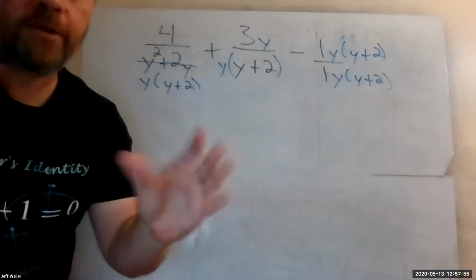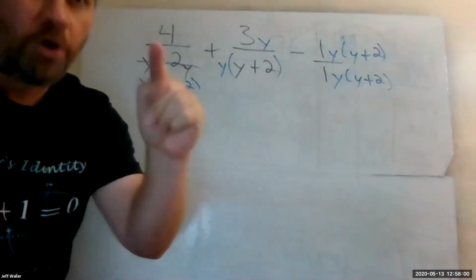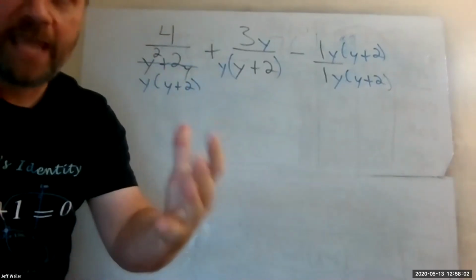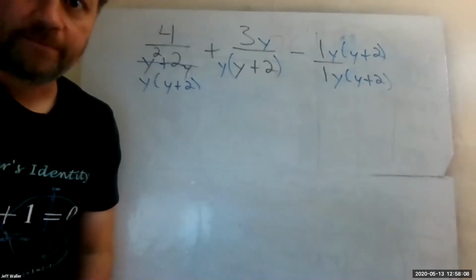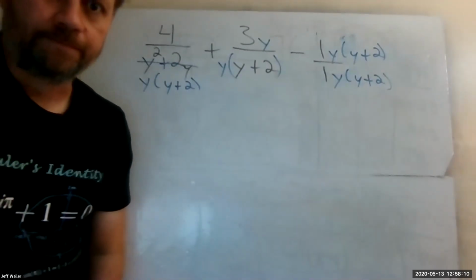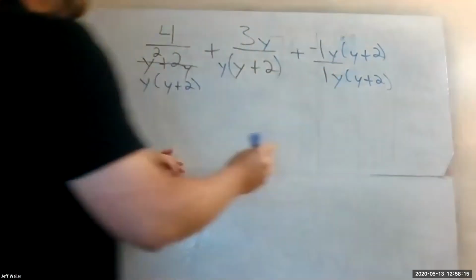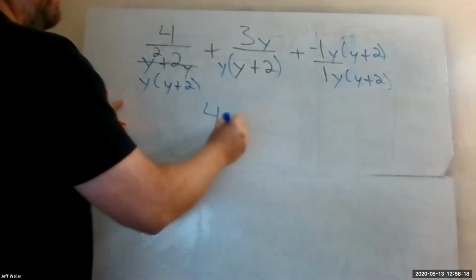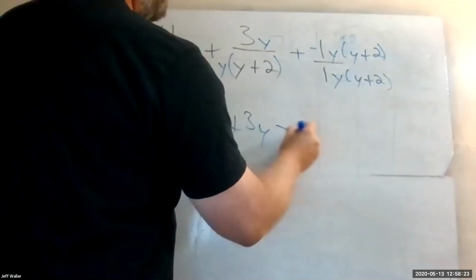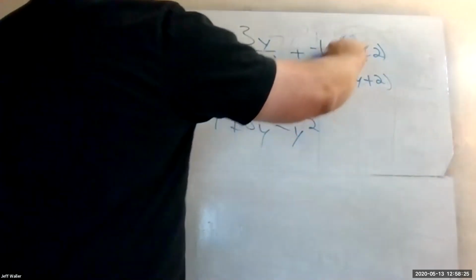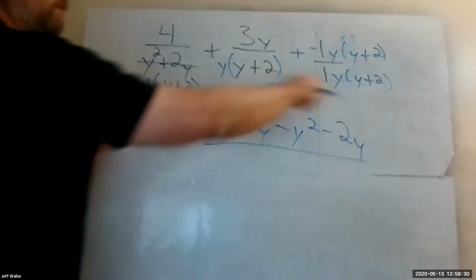So if you have a problem where there's a whole number in there and you're combining fractions, don't forget it's over 1. It needs to be taken into account. It needs to be folded in, right? So now, again, I can do this for myself. So I get 4 plus 3y minus y squared minus 2y all over y times y plus 2.